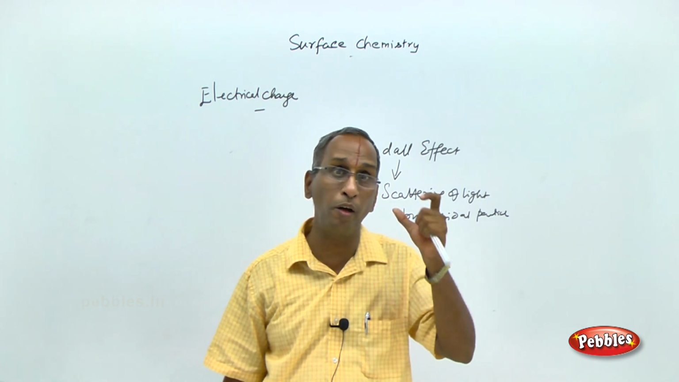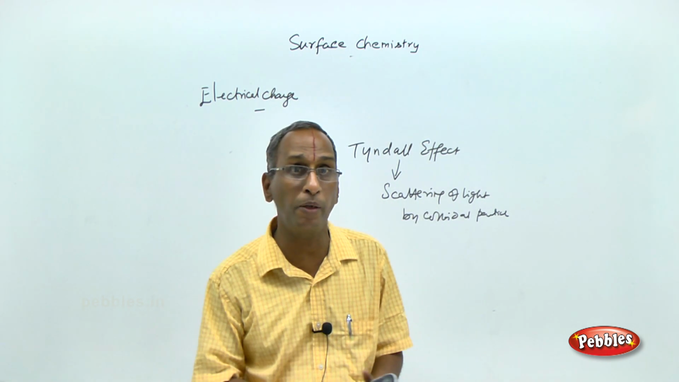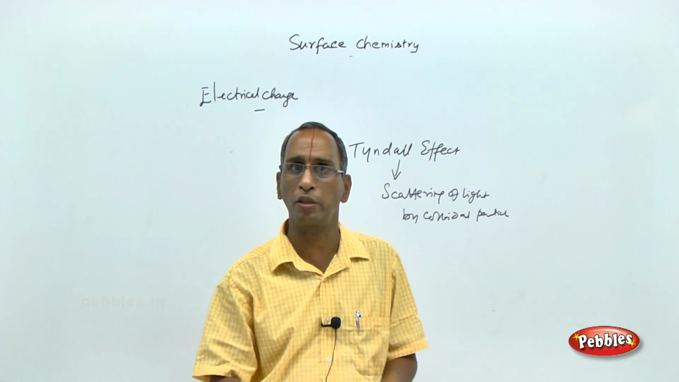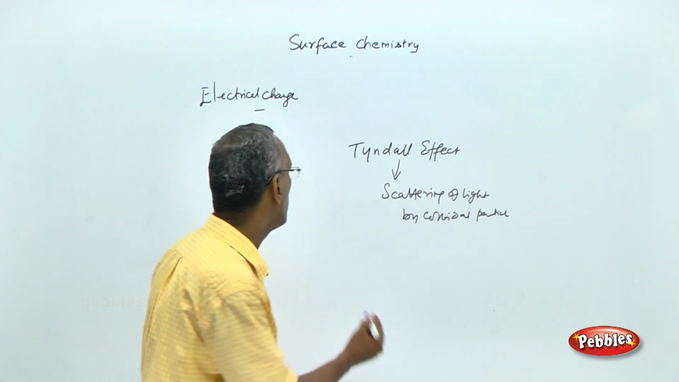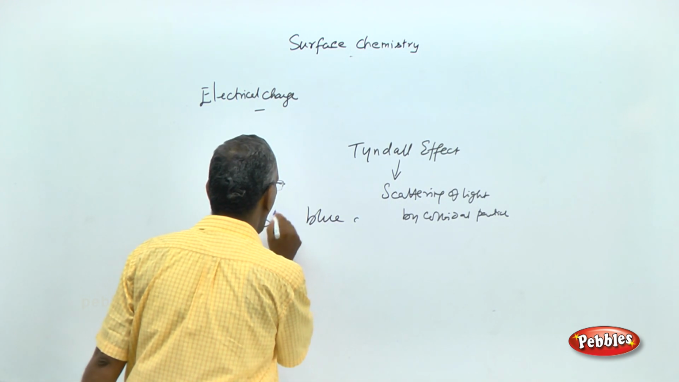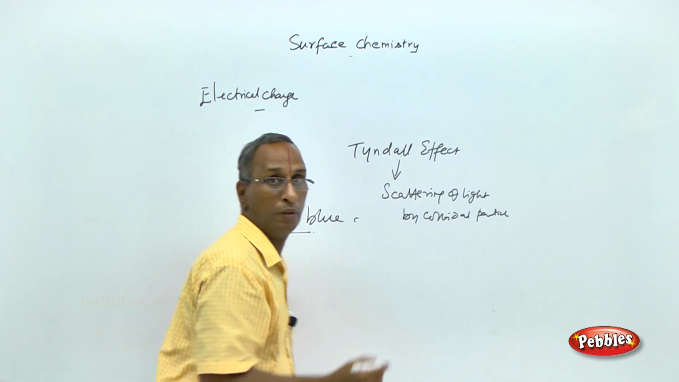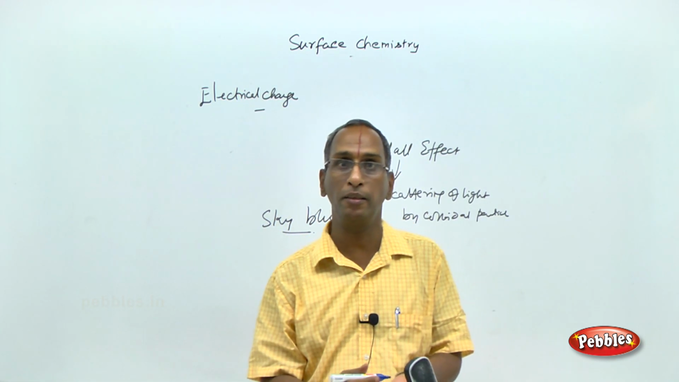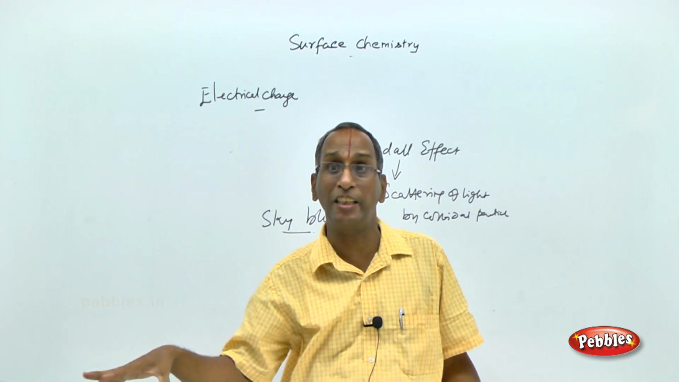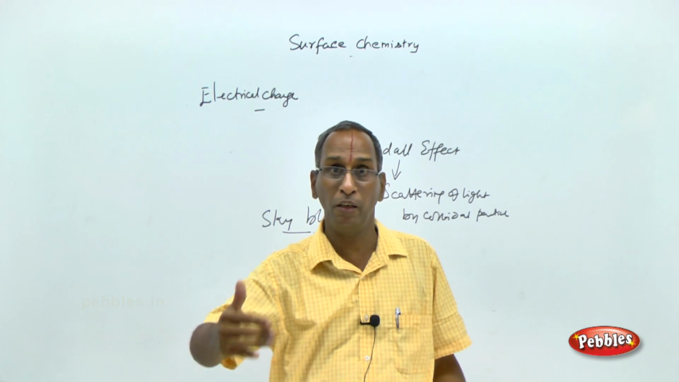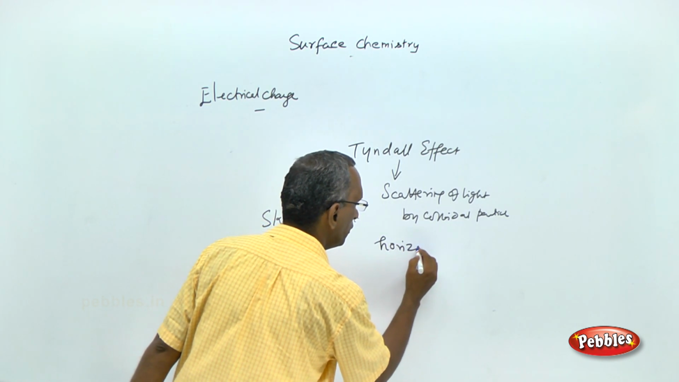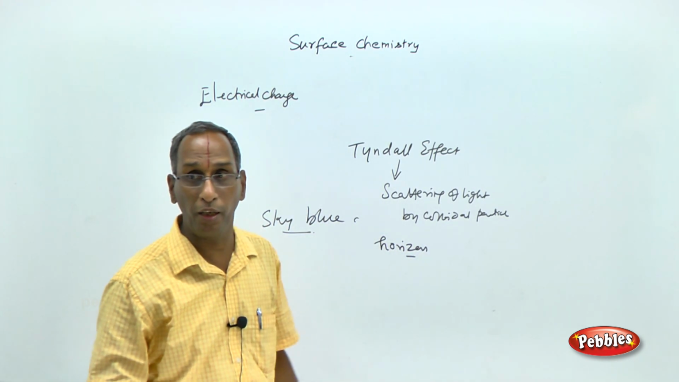So the best example of scattering of light by the colloidal particles, on which questions are generally asked, is the blue color of sky. Sky appears blue. Why? There is no sky. Sky is not a solid. Sky appears to be a blue blanket, but there is no blue blanket. Some region is called horizon. So distant sky is called horizon.